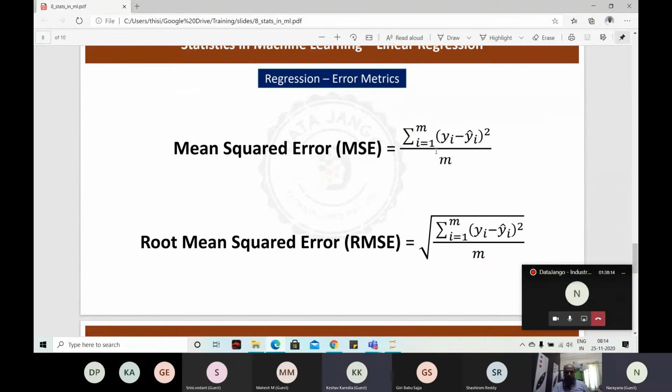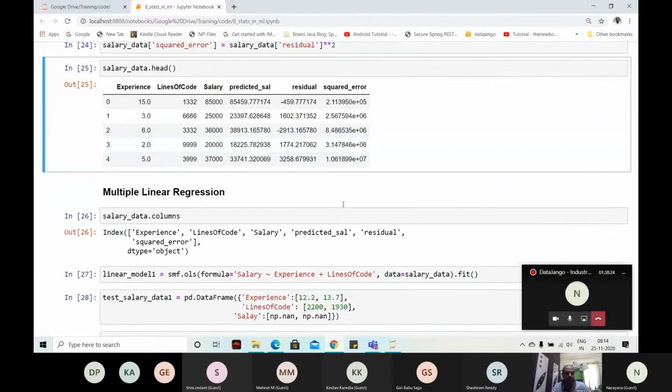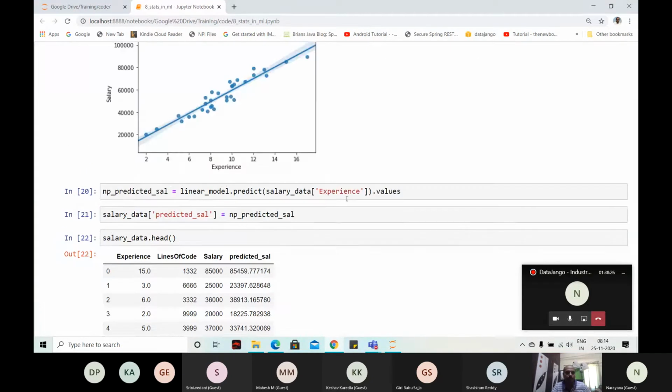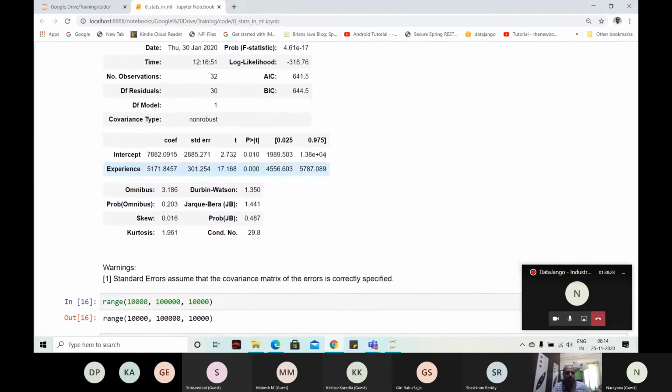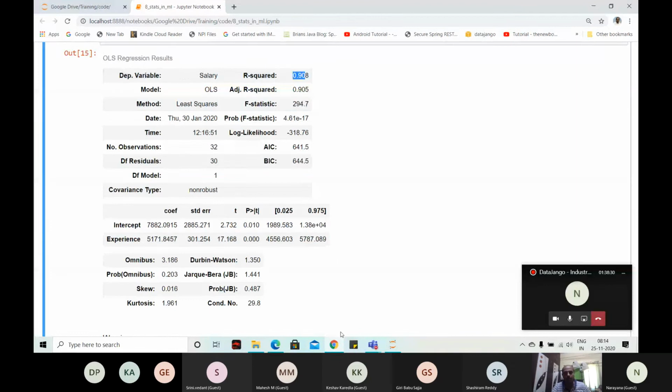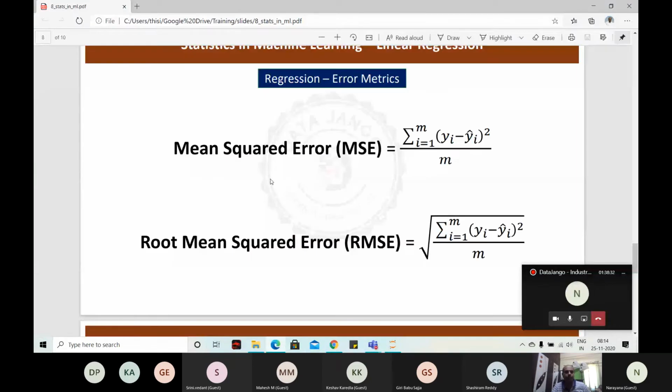Yes, Rama. So there are two more metrics for regression problems, where we are looking at whether the model is working well or not. By looking at this R square score, I should be able to decide whether the model is working well or not. There are two more metrics called mean squared error and root mean squared error. What is mean squared error? RSS divided by m, the average of all the squared errors.